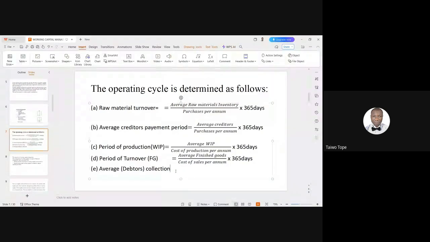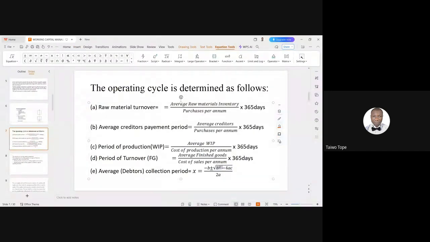So we can now have it as average debtors collection period. Now, what will the formula be? Any trial? Average trade receivable over sales per annum times 365 days. I don't know. No, you should know. That's my trial.